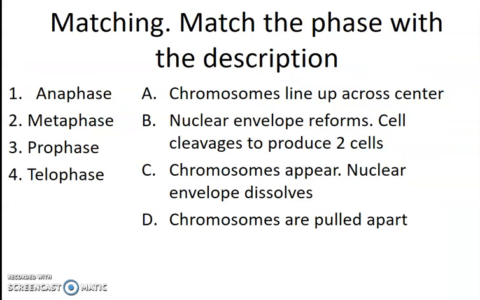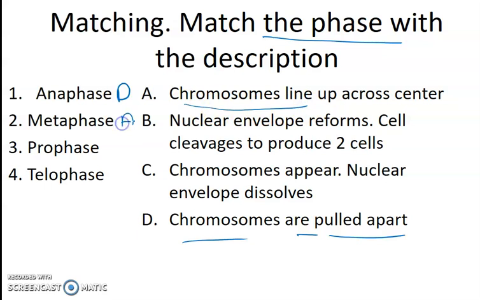So, on the test, you're going to have to do two things. 1, define the phase. 2, put them in order. So right now they're out of order. So anaphase, what is that? So anaphase is D. Chromosomes are pulled apart. Metaphase, my favorite phase. They line up across the center. So that's A. Prophase. Chromosomes appear. That's C. And then B, the nuclear envelope reforms and it cleavages into two cells.